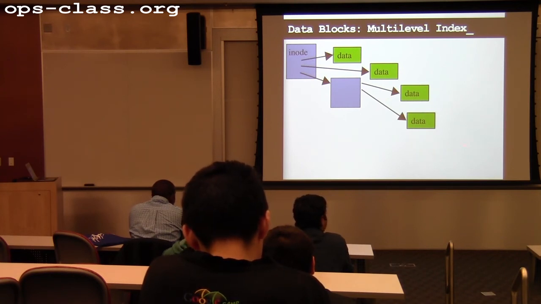So I'm going to add another data block, right? How am I going to store the pointer to that data block? Where is it going to go?